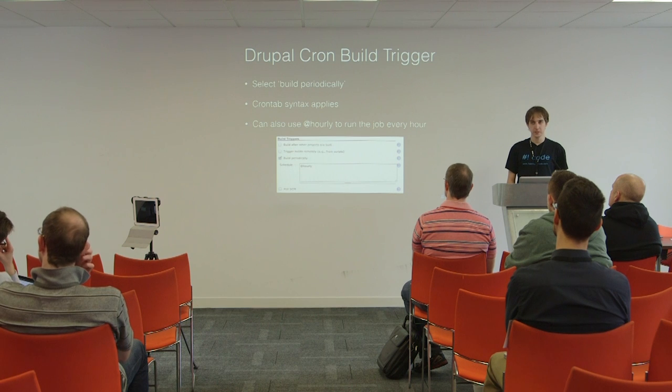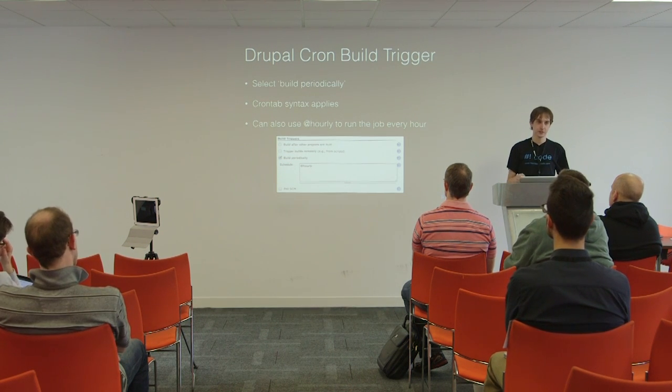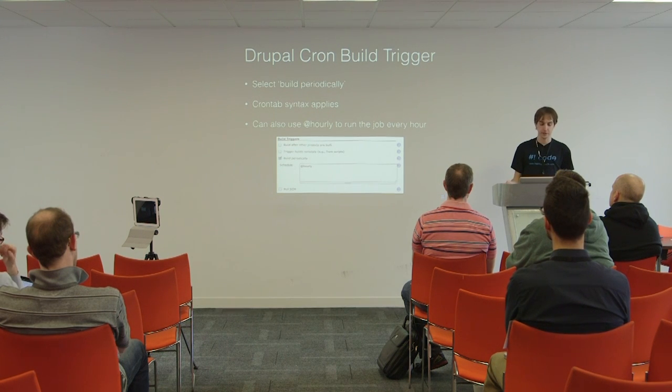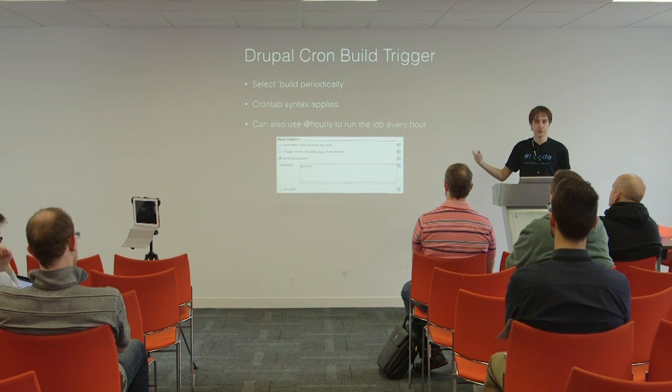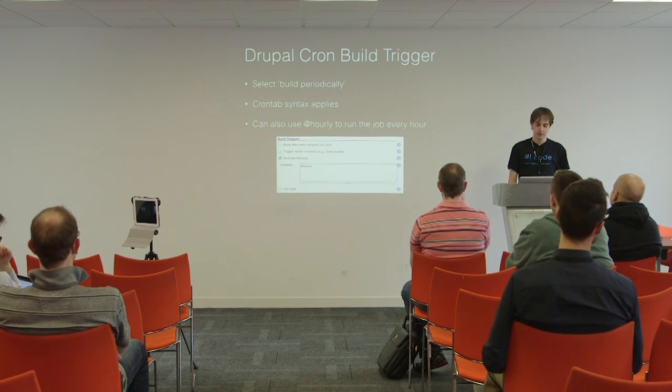Everyone know what crontab is? So the five stars in a row here. You can use the same syntax there, so you can type in one, and four stars will give you every hour. Or you can use these keywords like hourly, which will build it hourly. There's also weekly and monthly and yearly if you need.